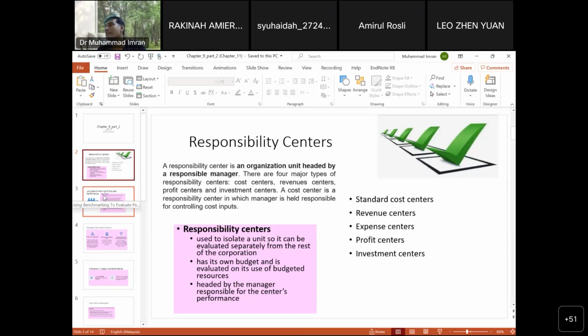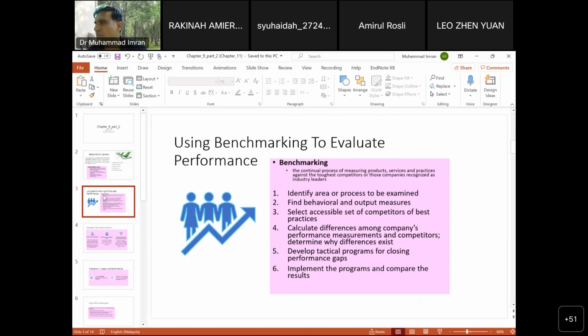Anyway, the next one is benchmarking. Yeah, this is the famous one. Everybody is working on this strategy. What is benchmarking? Basically, my company is comparing its performance with the competitors who are good in the business, or with those who are the leader in the market.